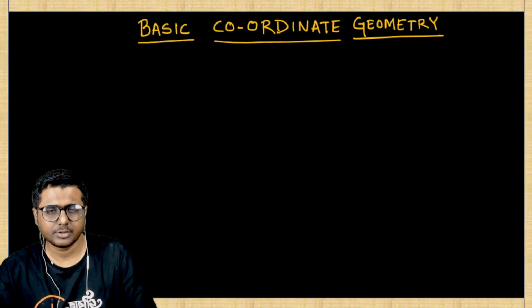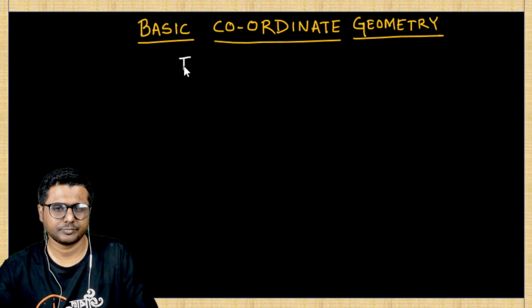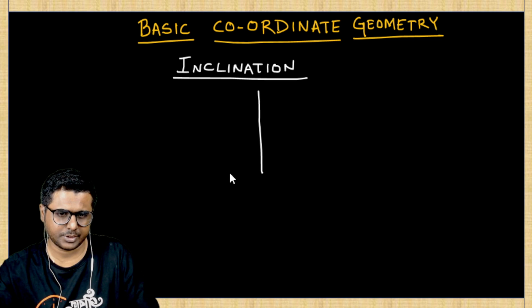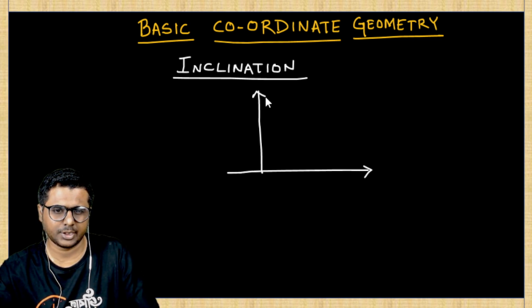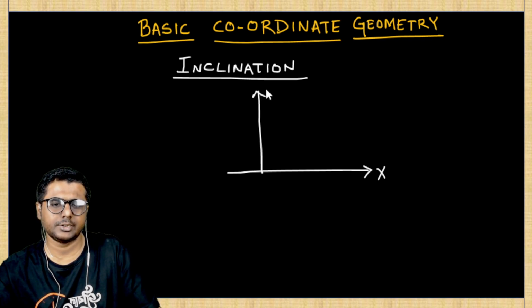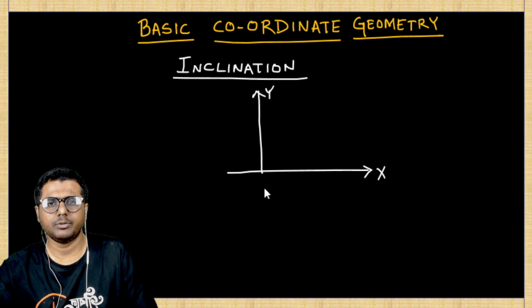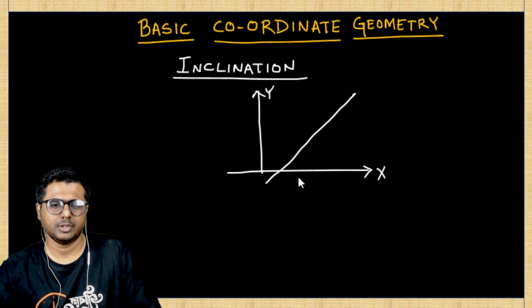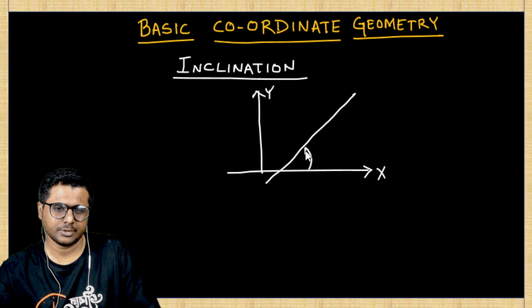Our first topic today is inclination. If this is a coordinate axis which we discussed earlier, if this is the x axis and this is the y axis, and we are talking about a straight line, then the angle made by this line with the x axis is called inclination.